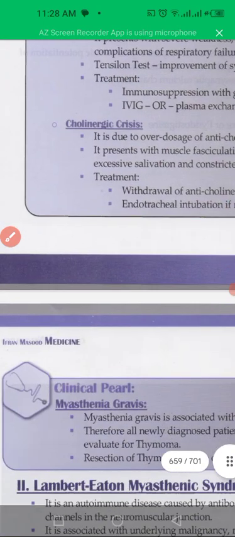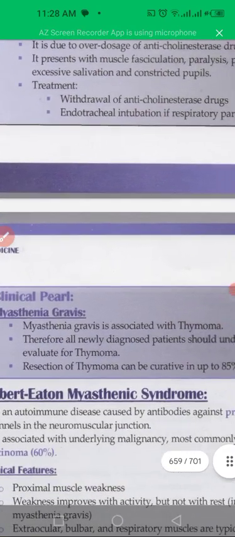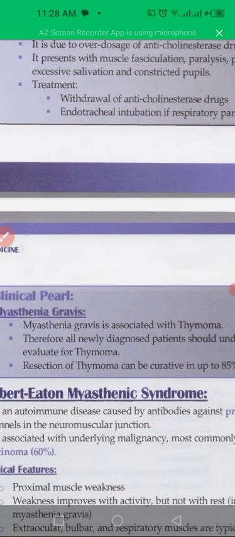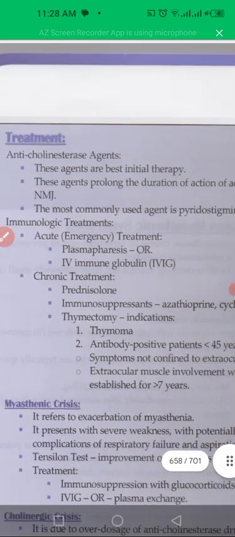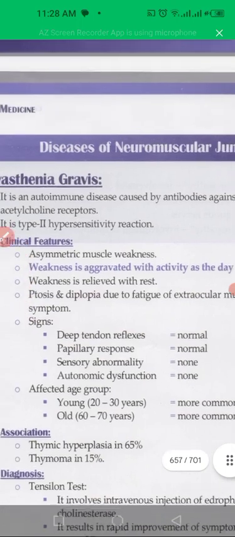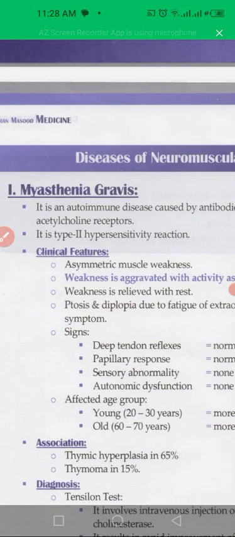So this is Myasthenia gravis, and it is associated with thymoma, and thymus resection is sometimes also the treatment of choice in Myasthenia gravis. This is the thing that you have to keep in mind and correlate with Lambert-Eaton syndrome. Both syndromes and conditions are different. You have to diagnose according to the findings and lab reports.